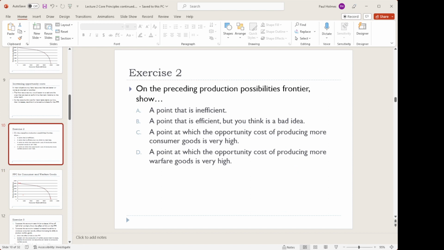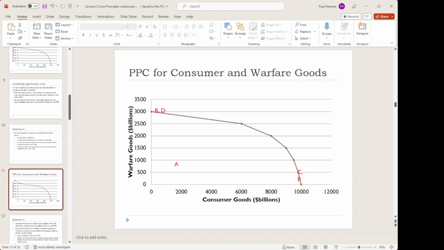C was a point where the opportunity cost of producing more consumer goods is really high. And the key to remember this is when you've already got a lot of a thing, producing more of it is difficult because it requires moving resources that are not specialized at that thing into producing that thing. So down at point C here, we've already got a lot of consumer goods, so getting more is difficult. Their opportunity cost is really high.